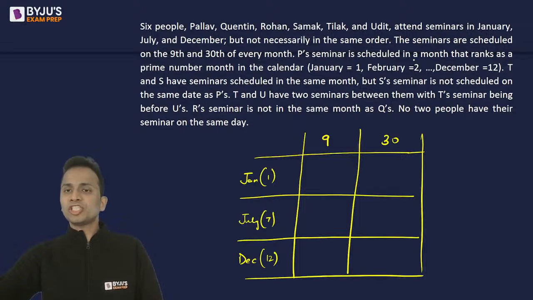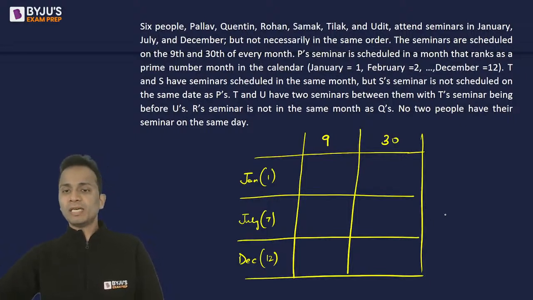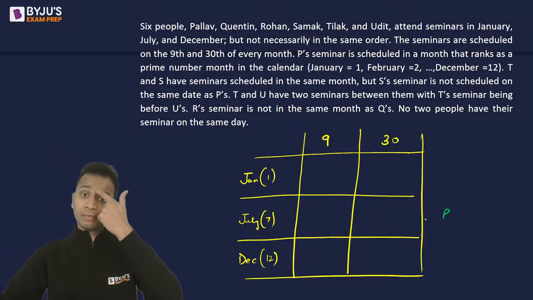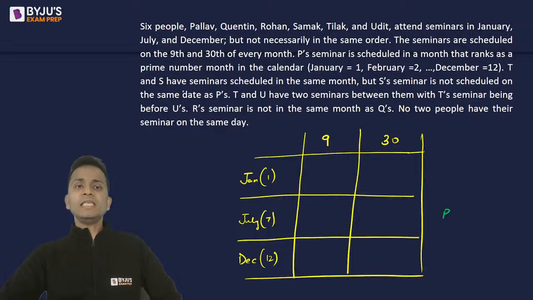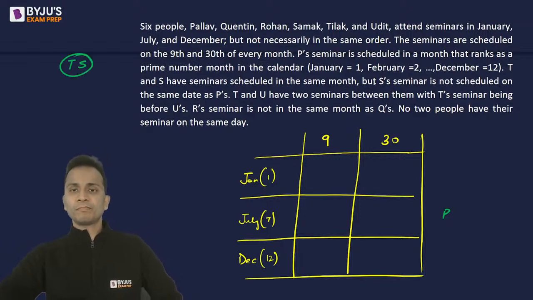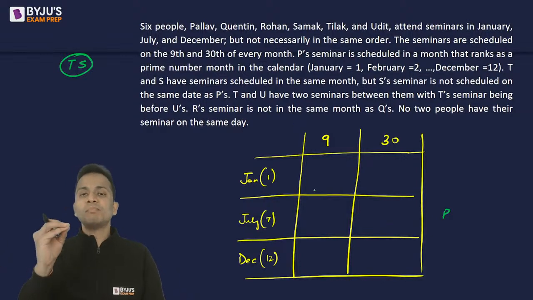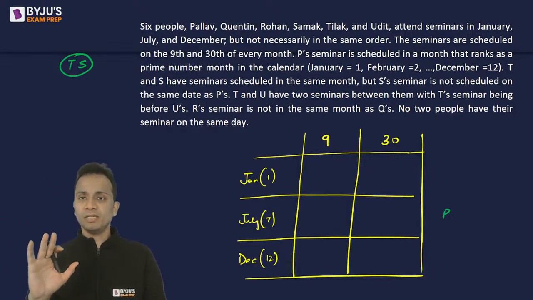Now, P's seminar is scheduled in a month that ranks as a prime number. So the prime number is 7 only. 1 is not a prime number. 12 is not a prime number. So P's seminar will be in the month of July. I don't know the date, but I'll write P here. Done? Now T and S have seminars in the same month, so I'll write it aside. But S's seminar is not scheduled on the same date as P. So wherever P will come, S will not come above or below P in this table, right?